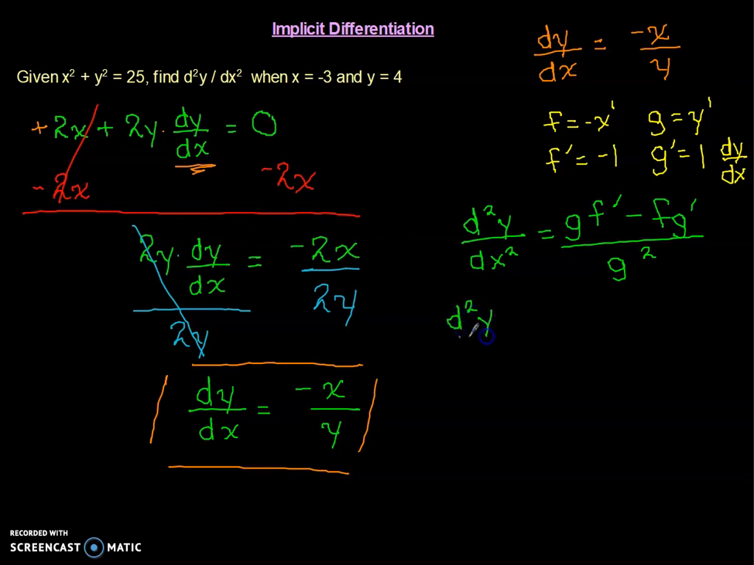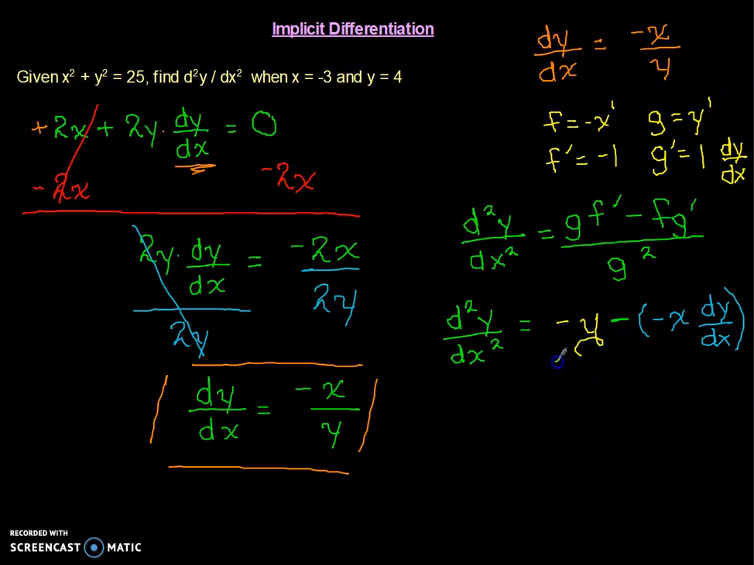I'm going to replace the g with y to the first power. You don't have to write to the first power, by the way. And then it's multiplied to f prime, which is negative 1. So negative 1 times y is negative 1y. I'm just going to write negative y. And then minus f g prime. So f is negative x, and it's being multiplied to g prime, which is 1, which I'm not going to write down, and dy over dx.